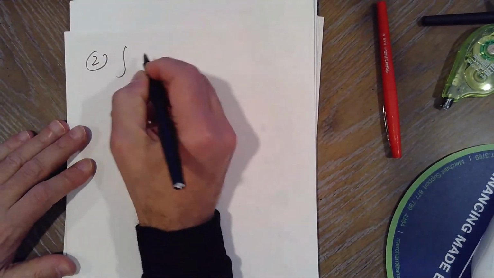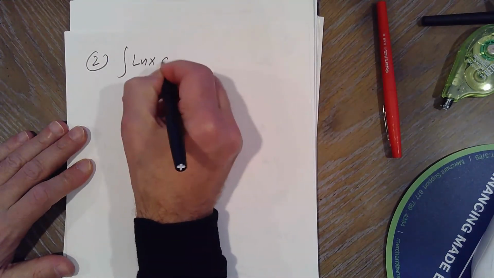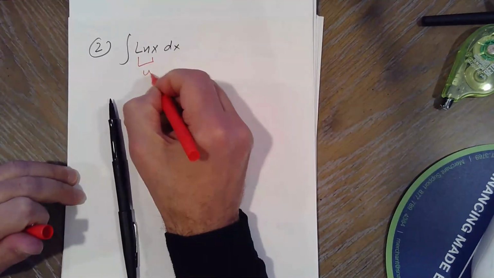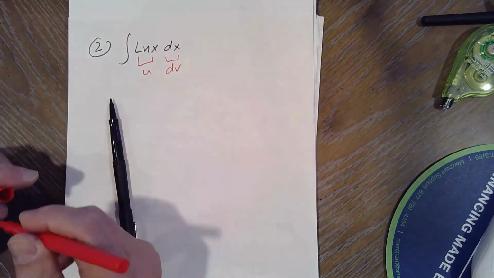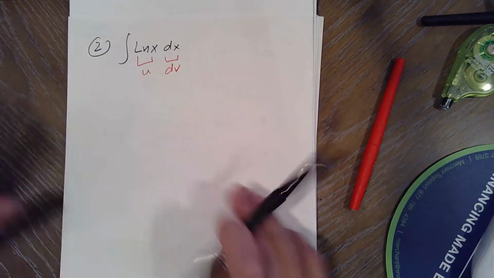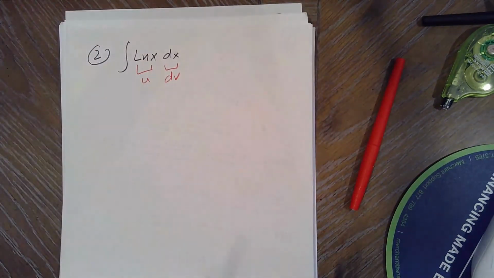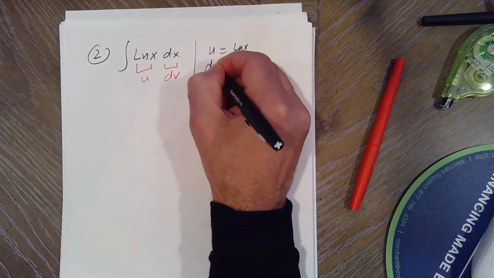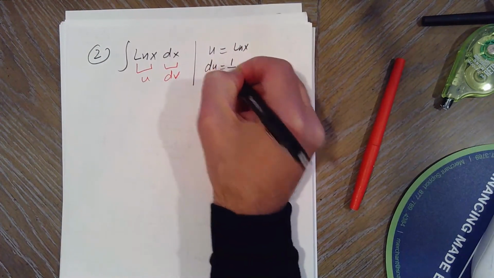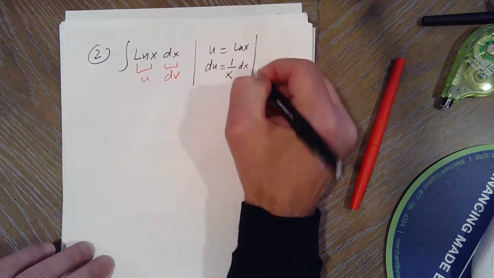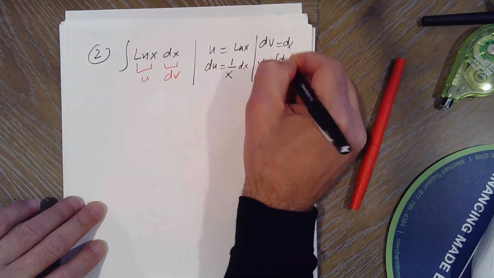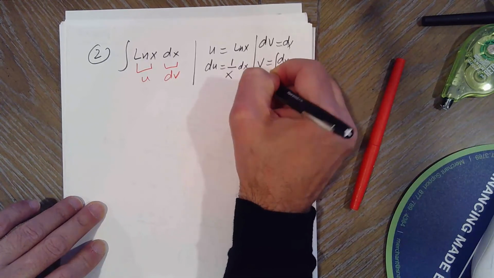Now the next example, we have no choice but to pick ln of x dx. So we have no choice. This has to be u and this has to be dv. No other choice. It's only one choice. If that doesn't work, then integration by parts doesn't work. So let u equals ln of x and du is 1 over x dx. dv equals dx, so v is the integral of dx, which is x.